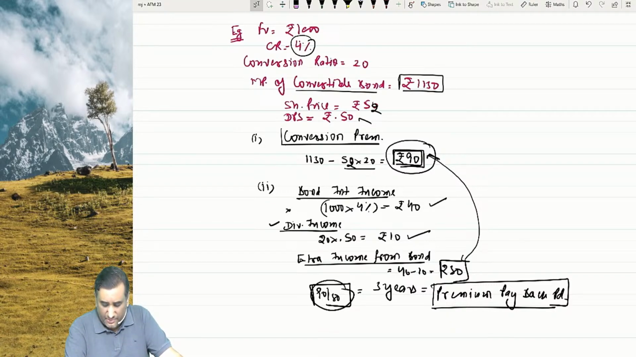Paying 90 extra, with that you're getting 30. I've explained two reasons. First is why you pay extra. You pay extra for two reasons: because you get the convertibility option plus you're getting a higher coupon. And second is in how many years that would be recovered.